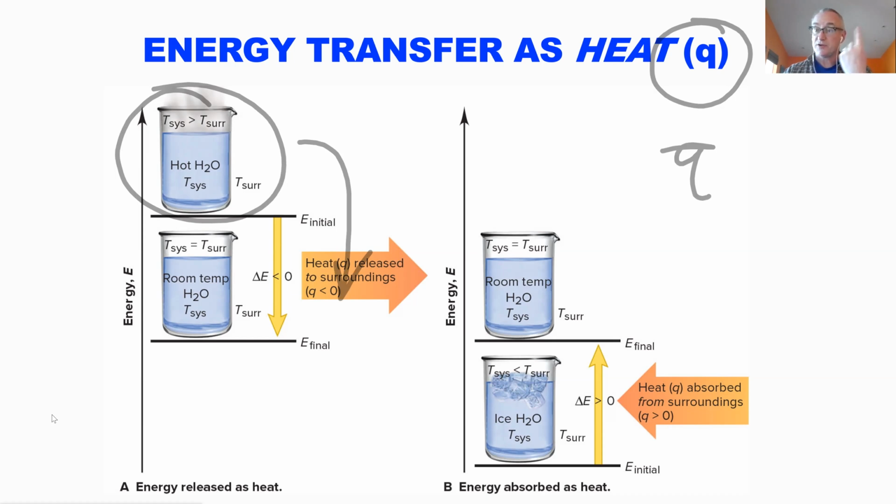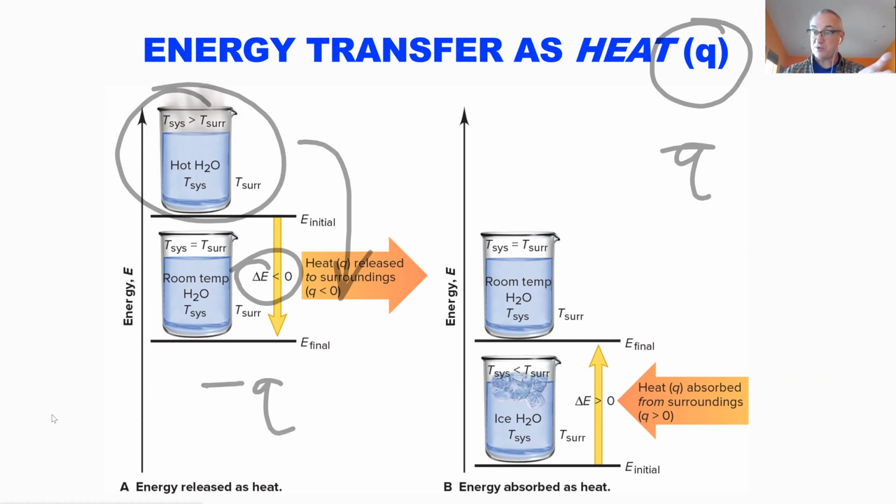So the water molecules are moving around quickly because they have a lot of kinetic energy. They lose that kinetic energy over time and start moving more slowly. The temperature goes down and that heat is then released. So we say that the change in energy is less than 0. It's been lost. So that would be a negative Q. It has lost energy to its surroundings.